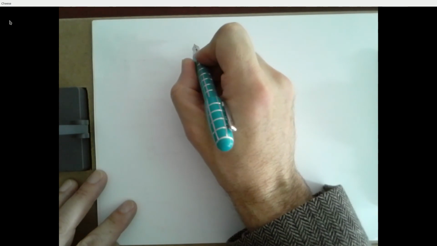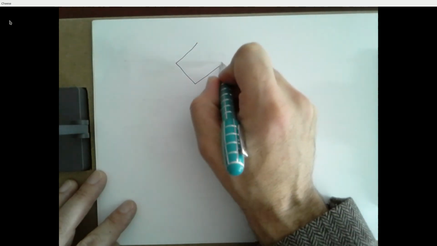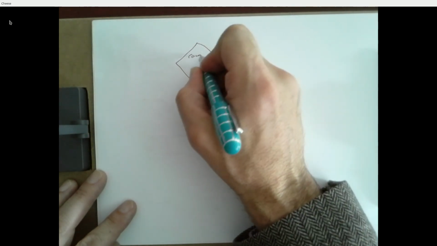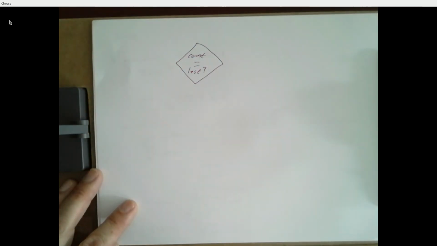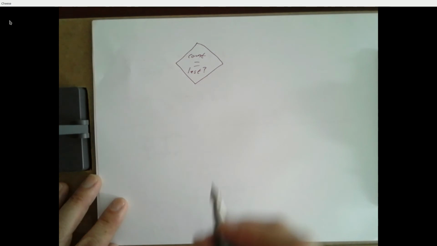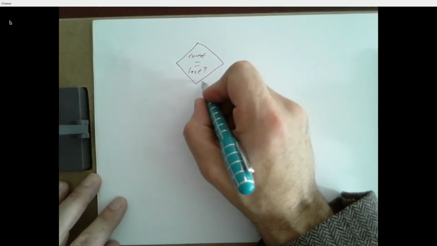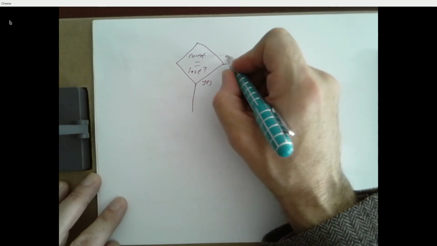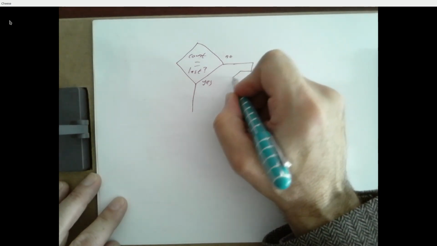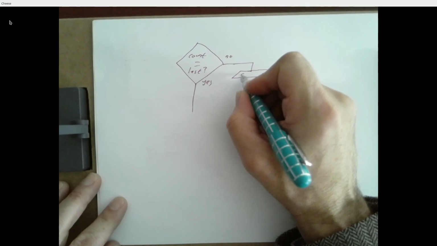Compare it to the last number, and if it's the same, then don't print it. So let's just say count equals last? And if yes, then we're just going to come down here. But if not, then we're going to display count.